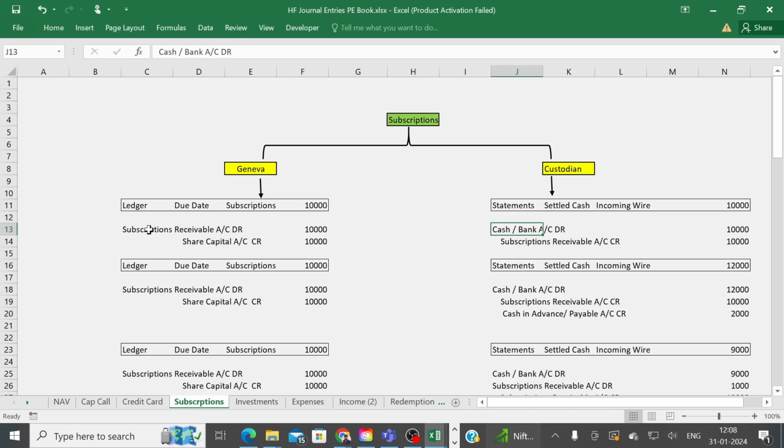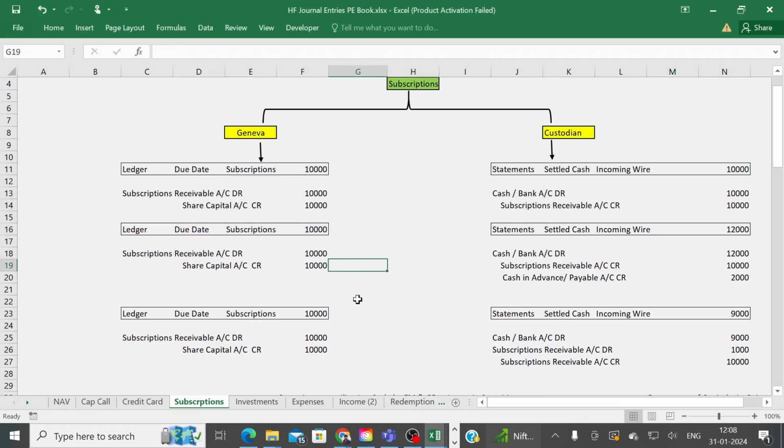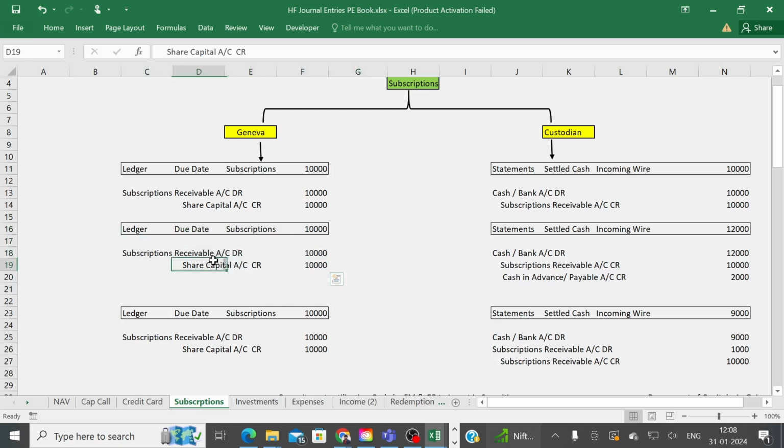So this is how you can record the first entry in the books of account. All right. I have also taken two different examples. What if we have received a lesser amount, or what if we have received a higher amount, meaning over subscription? Let's say in the same example, the amount was due: subscription receivable account debit to share capital account. And in the second example, the amount was 10,000. But when the amount actually settled in the bank account, we have a different scenario. Cash and bank account debit, which is 12,000. The reason is you have an incoming wire of 12,000. So your accounting entry would be cash and bank account debit 12,000, and then the subscription you have, which is 10,000, subscription receivable account credit.